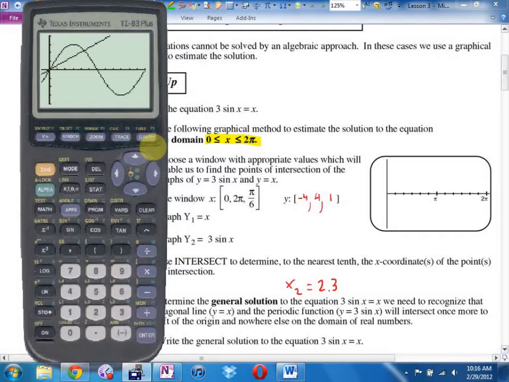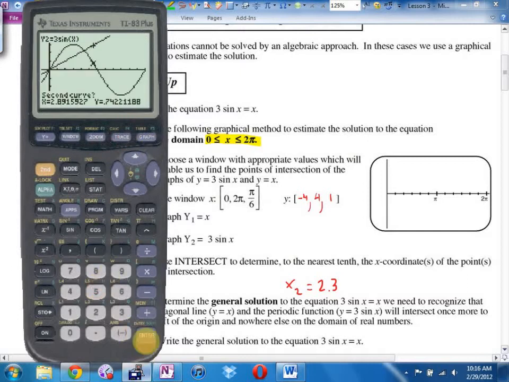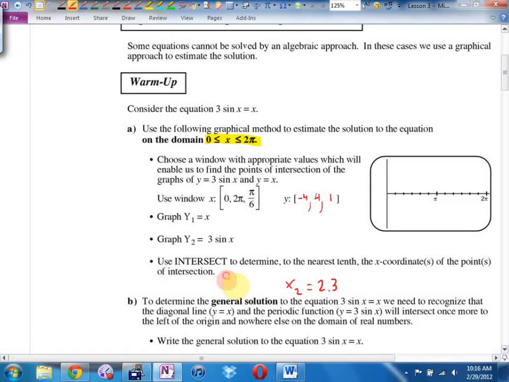But now I think if I go second function, calculate, intersection, first curve, enter, second curve, enter, guess of 0.1, I'm willing to bet now it will find the 0. It did find the 0. x1 is 0. Trevor, that's how you can use your calculator to find the answers within this domain.